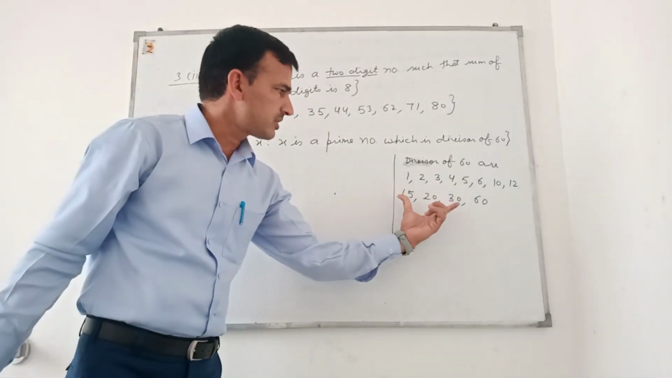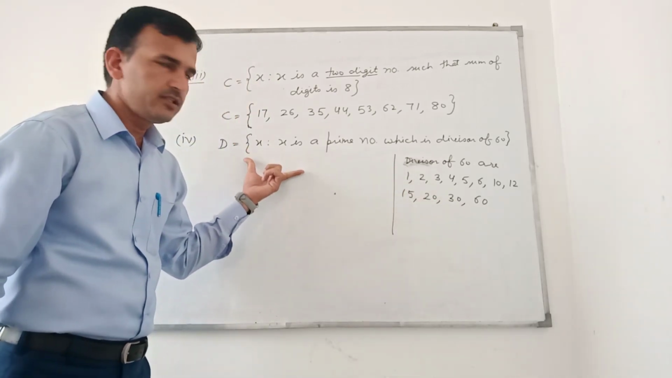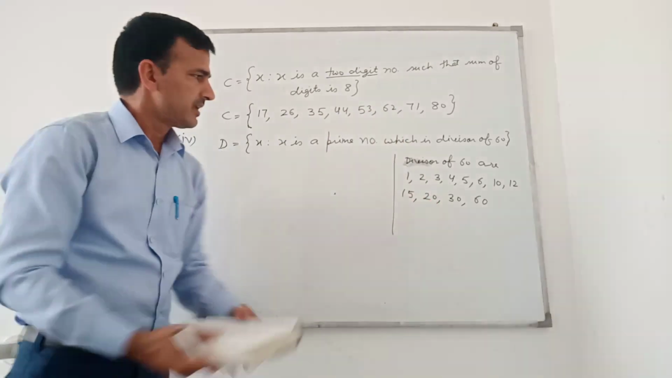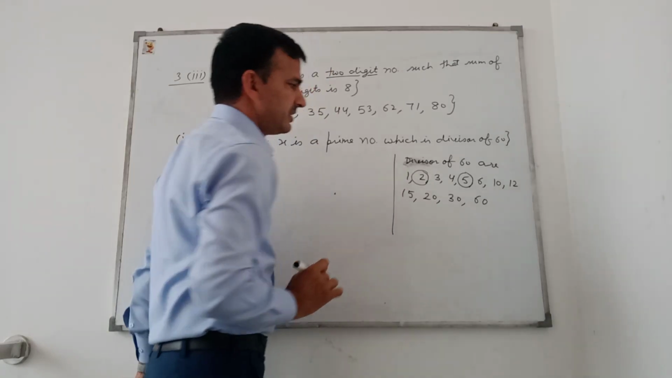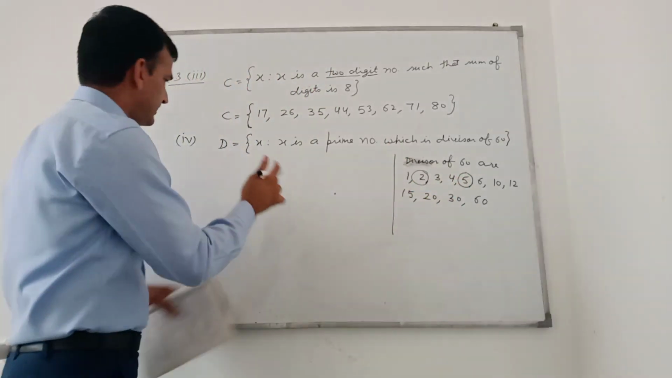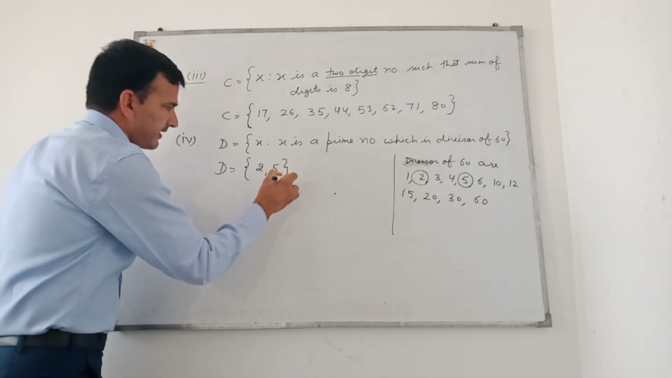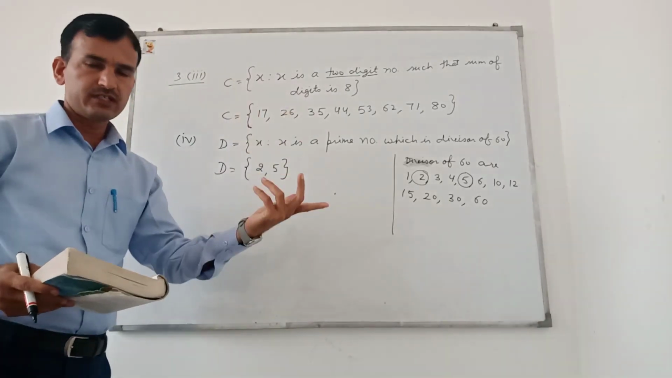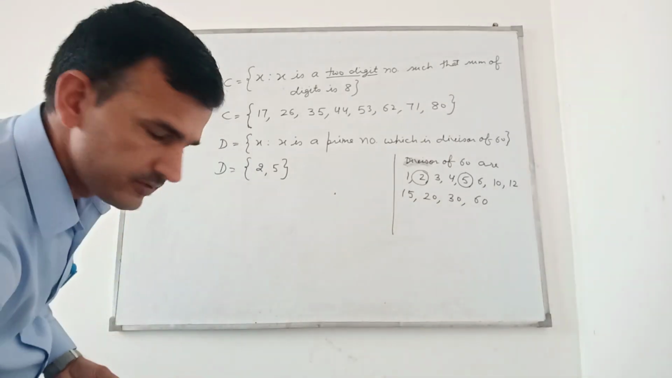These are all the divisors of 60, and we write here only those prime numbers which divide 60. Here the prime numbers are 2 and 5. There are only 2 prime numbers, 2 and 5. Then D is equal to {2, 5}. Now you can solve all the parts of the third question. Now question 4.